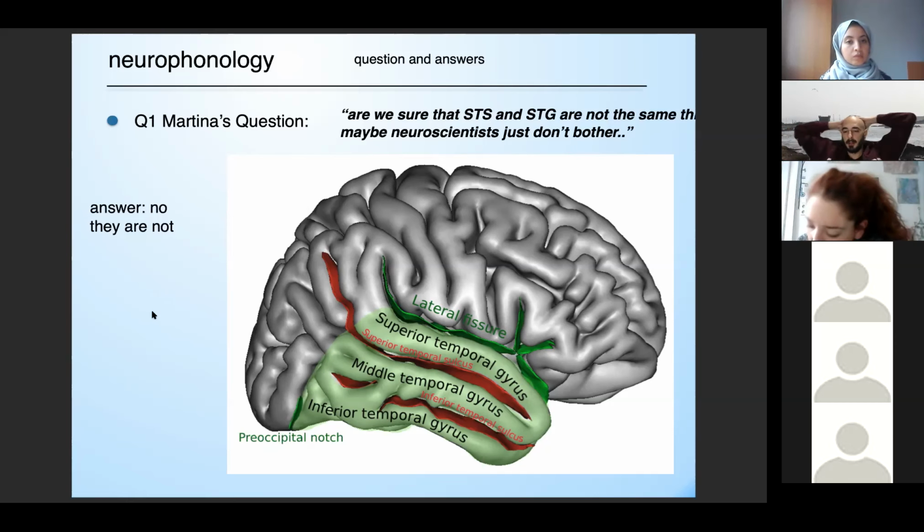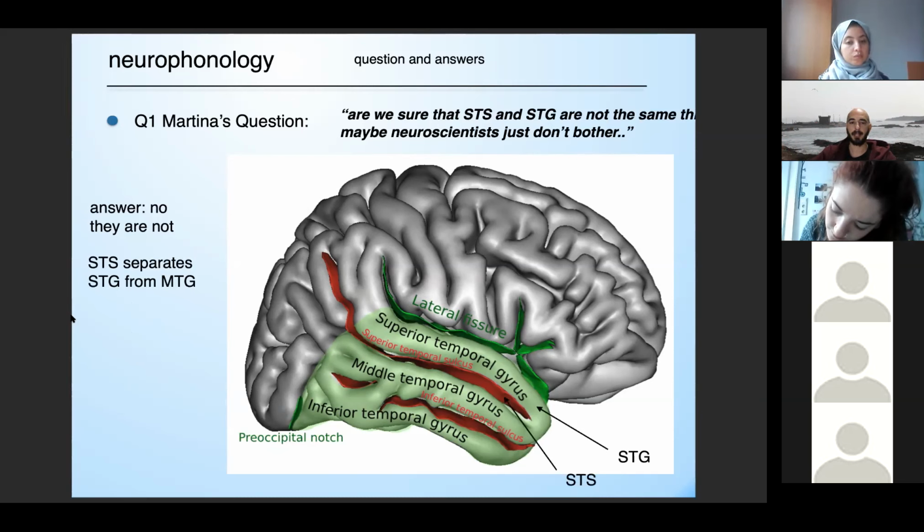In some papers, even neuroscientists sometimes confuse areas. So sometimes they call areas with different names, right? Sometimes, for instance, they call the angular gyrus intraparietal sulcus or parietal posterior cortex, whatever. So you have to be careful, okay? The best way is to look at the coordinates and try to exactly see where the activation is. But in general, it's important to know that these guys are all different parts of the brain. Okay, right. So the STS separates STG from MTG.